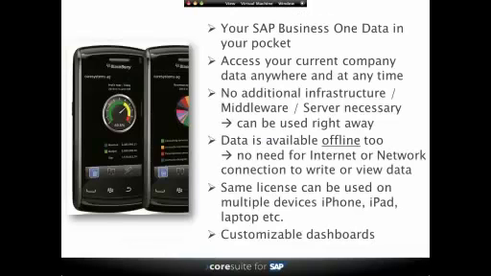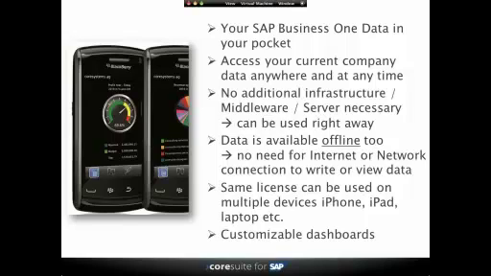So obviously the idea is that you have your Business One data on the go, that you can access your company data anywhere, anytime. One of the key aspects is that it can really be used right away, so you don't require any additional infrastructure, middleware, or server. Some of you might have tried out the standard Business One application, and one of the key differences there, of course, is that it does not work with the integration component with the B1i server. So really the whole setup is not middleware or server based. Through that technology, the data is available offline as well, so you do not need any internet or network connection to view or write data.